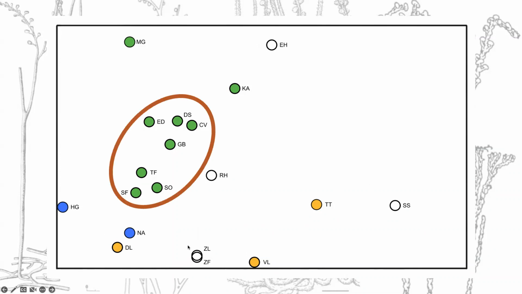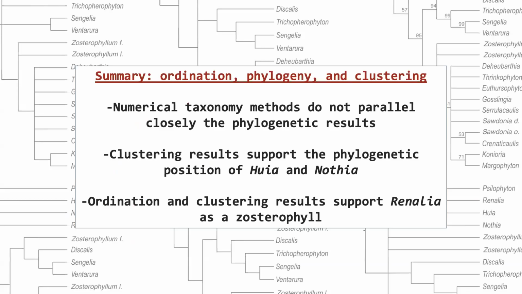And based on these 2 axes of similarity, we didn't see a strong phylogenetic signal in this ordination plot, with the exception of this grouping of most of the green clade taxa. And once again, we're seeing Renalia is closely associating with Zostrophil taxa, more so than some other known Zostrophils are, which provides some additional statistical support indirectly to suggest that Renalia may be a Zostrophil.